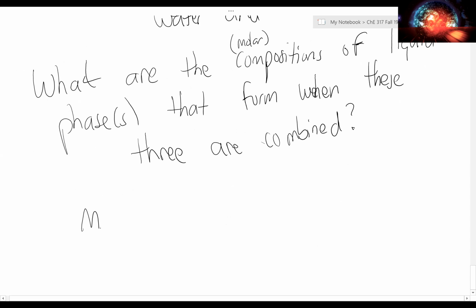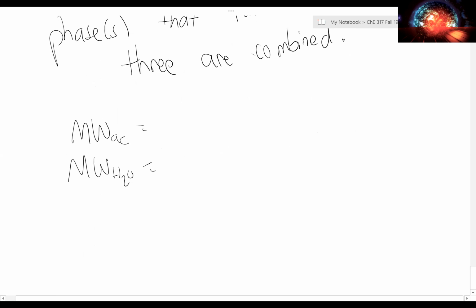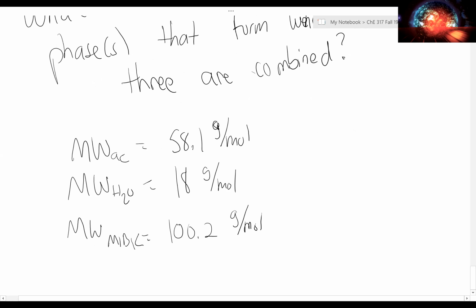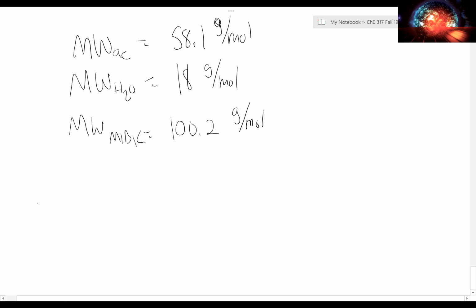Well, I need to know the molecular weight. Molecular weight of acetone is about 58.1 grams per mole. Molecular weight of water, 18 grams per mole. MIBK is 100.2 grams per mole. So I've got 15 grams of acetone. So 15 divided by 58.1 tells me how many moles of acetone I have, or 0.258 moles.